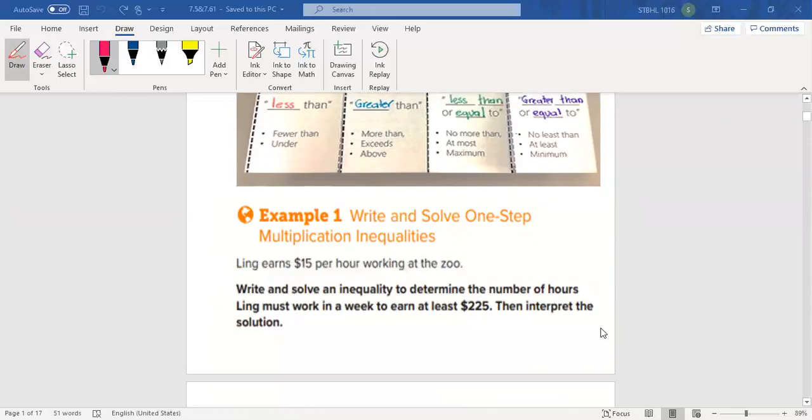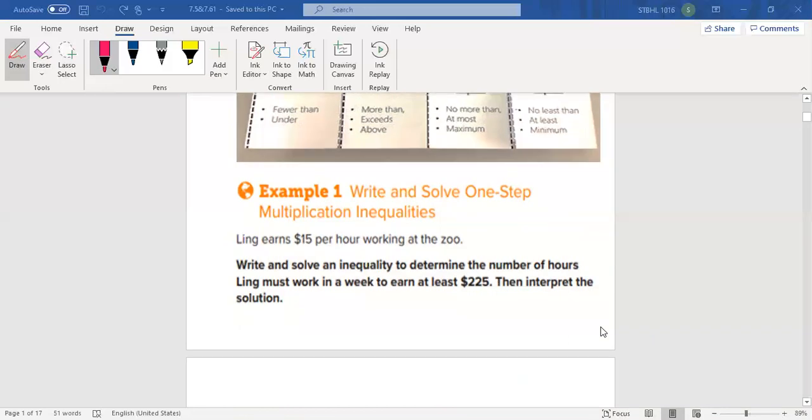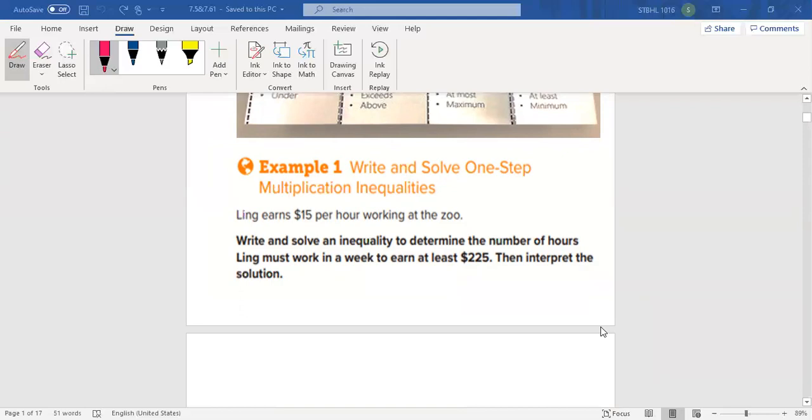First example, write and solve one-step multiplication inequalities. Ling earns $15 per hour working at the zoo. Write and solve an inequality to determine the number of hours Ling must work in a week to earn at least $225. Then interpret the solution. So in this problem, in grade 7, we have to write the inequality in words first. The amount earned per hour times number of hours is at least the amount earned each week, right?